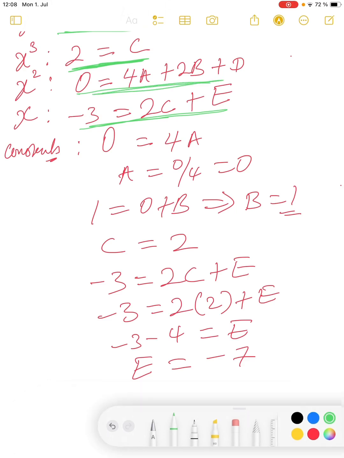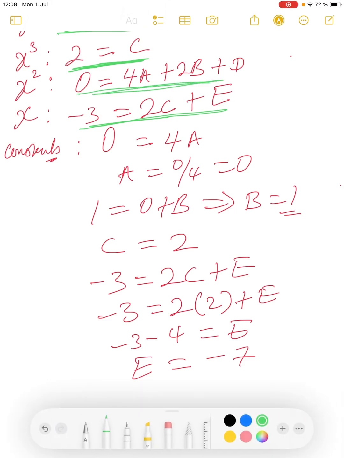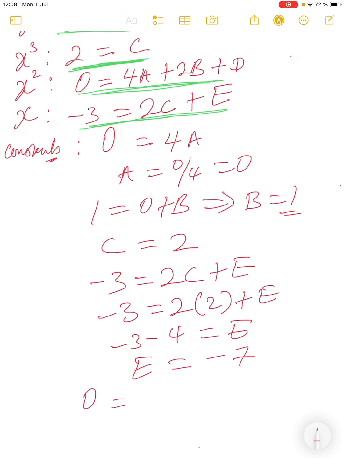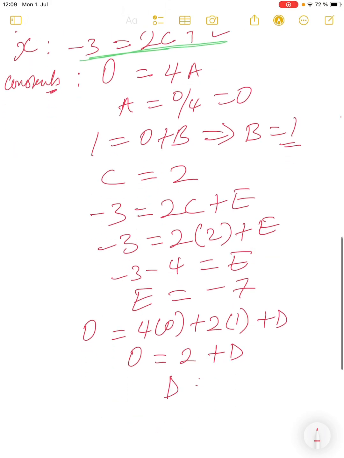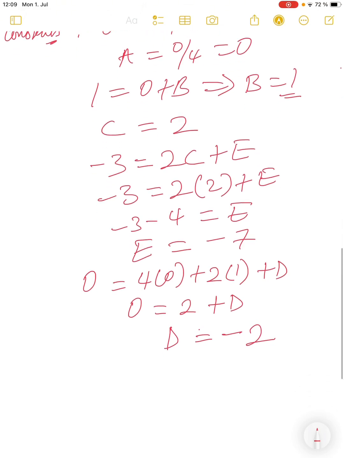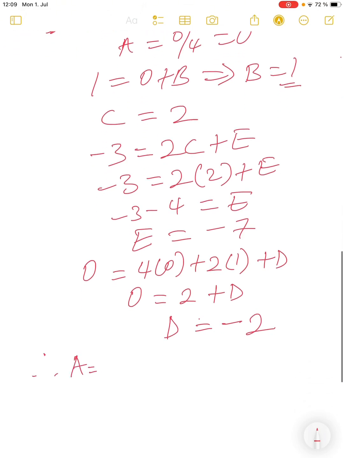However, from here we can say that 0 equal to 4a, and our a is 0, plus 2b, our b is 1, plus d. So 0 equal to 2 plus d. So our d is minus 2. Therefore, a equal to 0, b equal to 1, c equal to 2, d equal to minus 2, and e equal to minus 7.